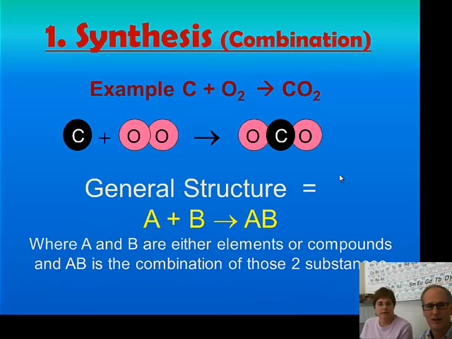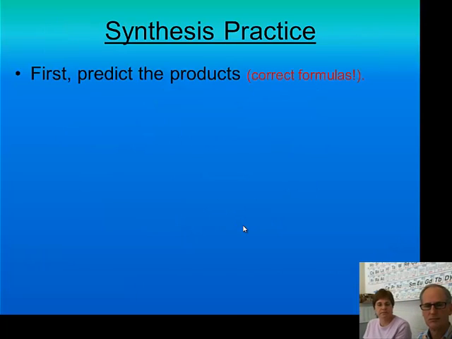Pretty cool. All right, here's the general structure of a synthesis reaction. If I think of A and B as either being elements or compounds, what they're always going to do, you're going to take 2 things, combine them into one to make a synthesis reaction. Right. So you're always looking for one product. One product is synthesis. Right.